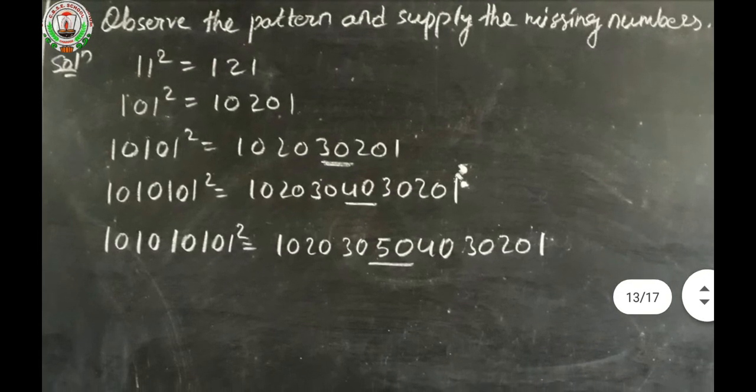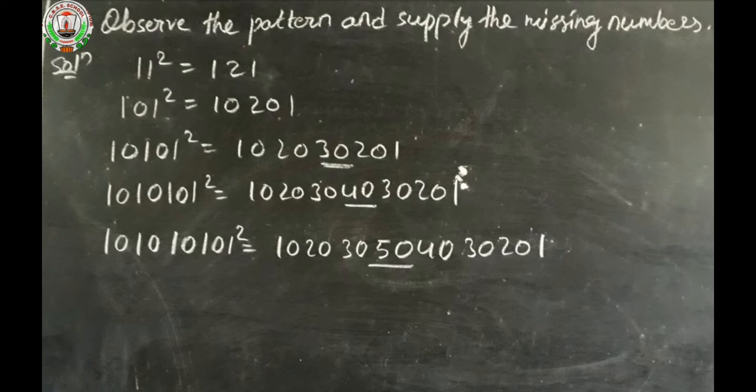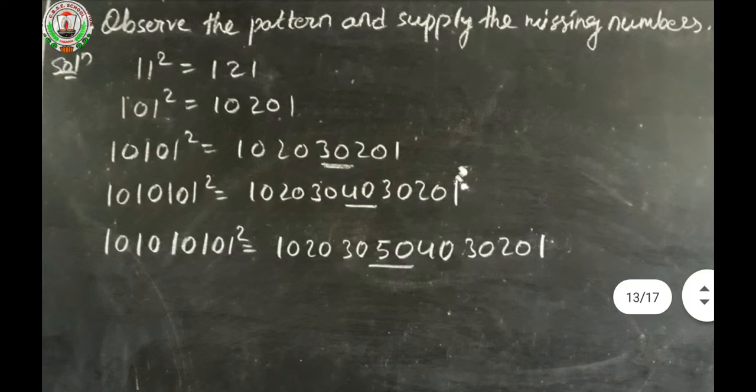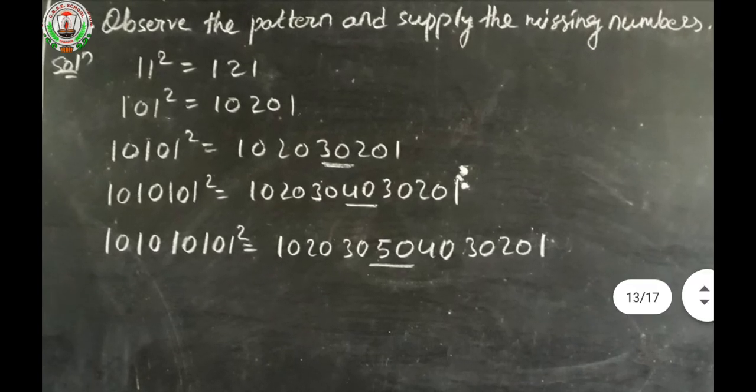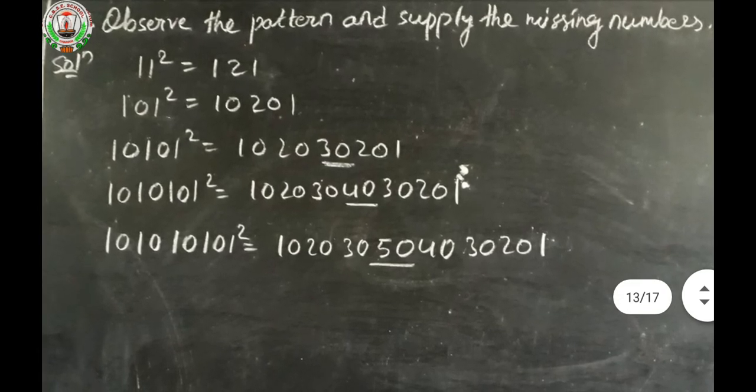Here again it is said to observe the pattern and supply the missing numbers. So 11 square is 121. 101 square will be 10201, isn't it? Now 10101 square will be 102030201. That means again repetition is there. In the first, 11 square is 121, then 101 square is 10201, again 1 is there. Then in the third step, 10101 square is there, that means 102030, then decreasing order 201.